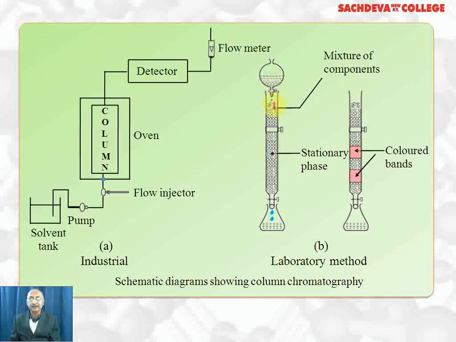The mixture is added from the top, and the components move through the column, and due to different adsorbing power, they move at different distances and get separated. So different colored bands are formed, and they will be collected here, and on evaporating the solvent we will get pure components. This is the basic principle of column chromatography.